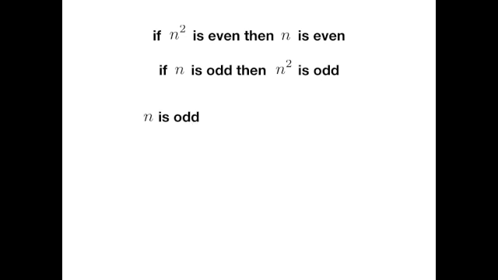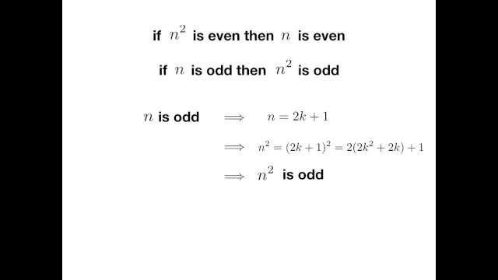If n is odd, then n is equal to 2k plus 1 for some integer k, and that means that n squared is equal to (2k plus 1) squared, which is 2 times an integer plus 1. This implies that n squared is odd. Now we've shown that if n is odd, then n squared is odd. We can conclude that if n squared is even, then n is even.